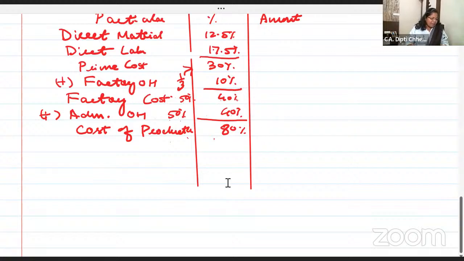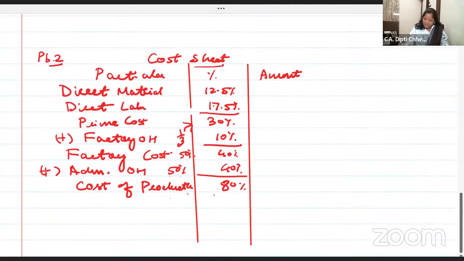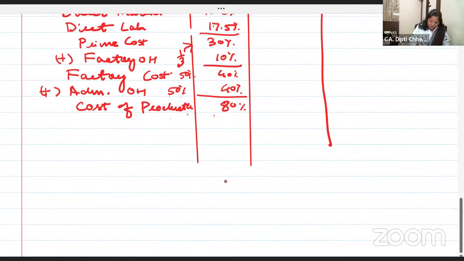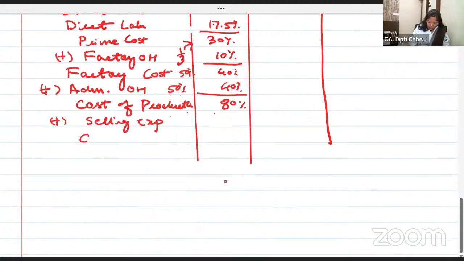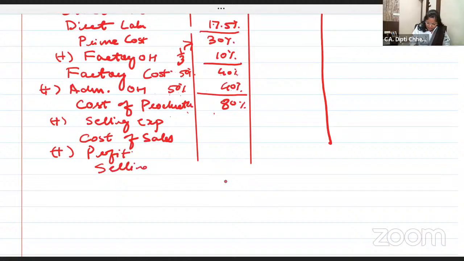Now they say profit is 750 per unit. Okay, in the amount column I want all of you to write. We are not preparing for the number of units, we are preparing for per unit. So after cost of production, selling expenses may be there, may not be there, we don't know. What you will get is the cost of the sales, and in cost of the sales you have to add profit to get the selling price.